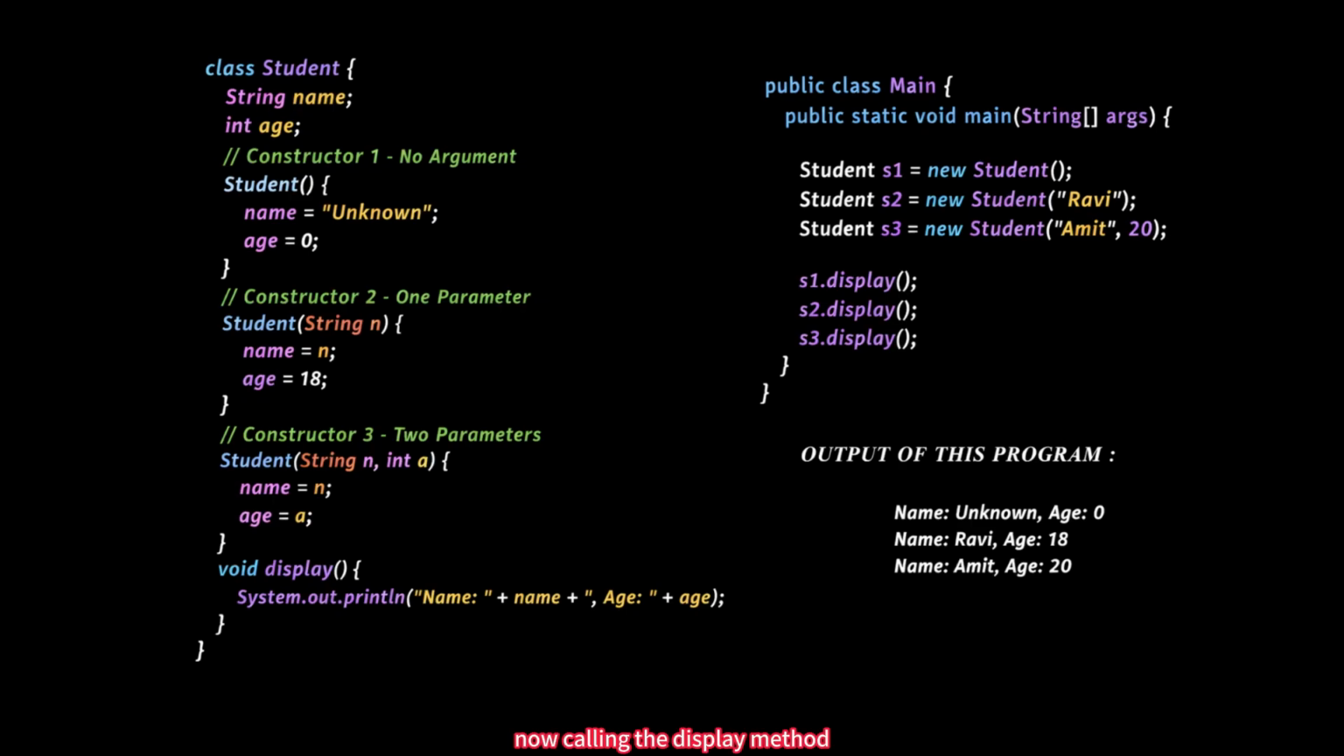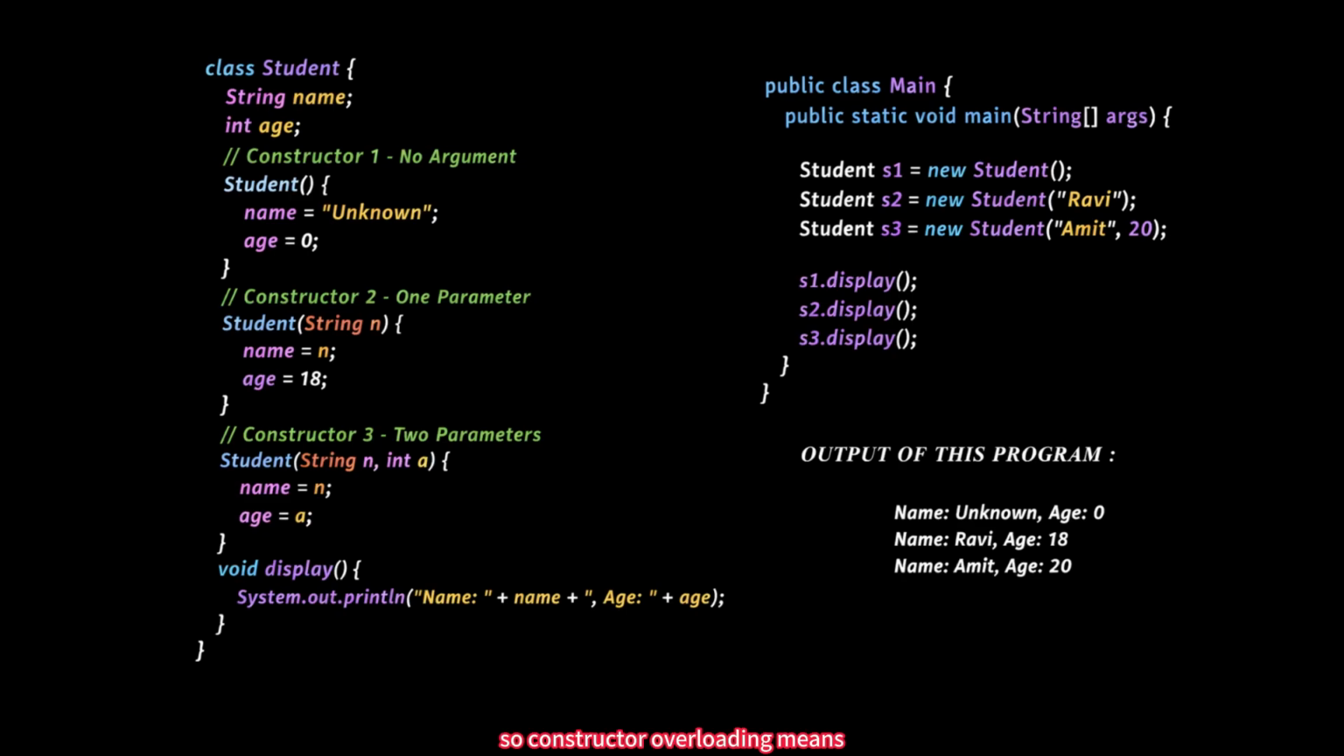Now calling the display method. s1.display() prints name unknown, age 0. Because during the creation of s1 we set name to unknown and age to 0 using the no-argument constructor. Similarly, s2.display() prints name Ravi, age 18. And s3.display() prints name Amit, age 20. Because we passed both values while creating the object.